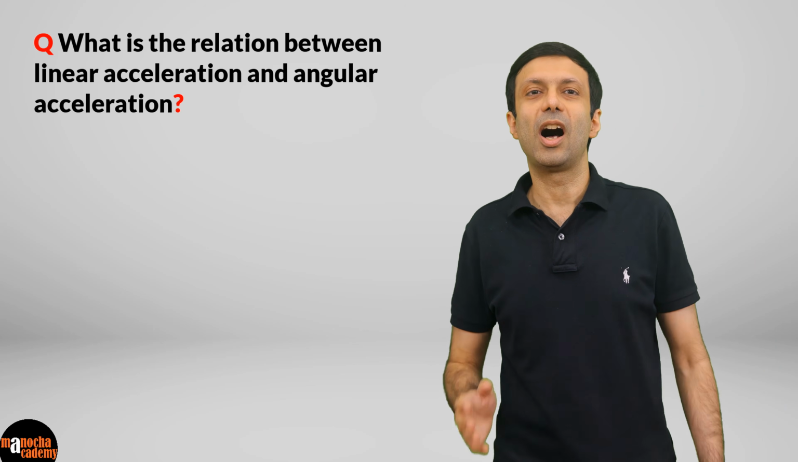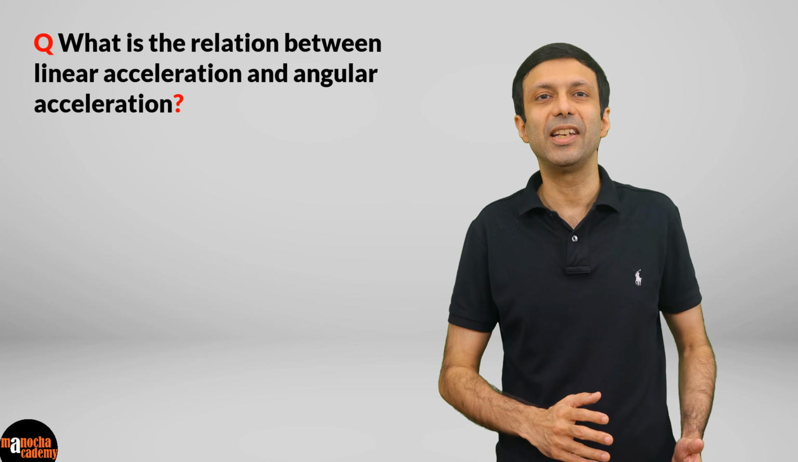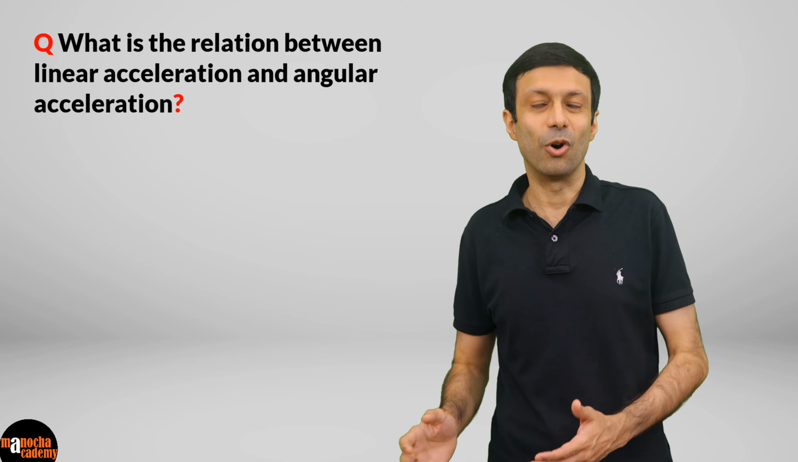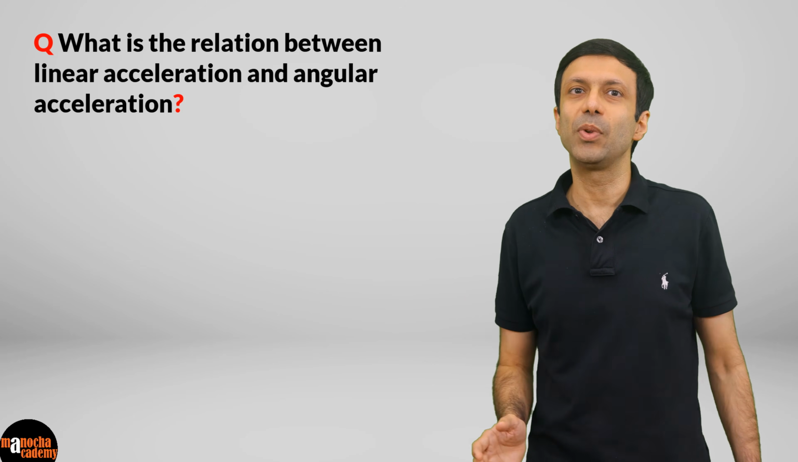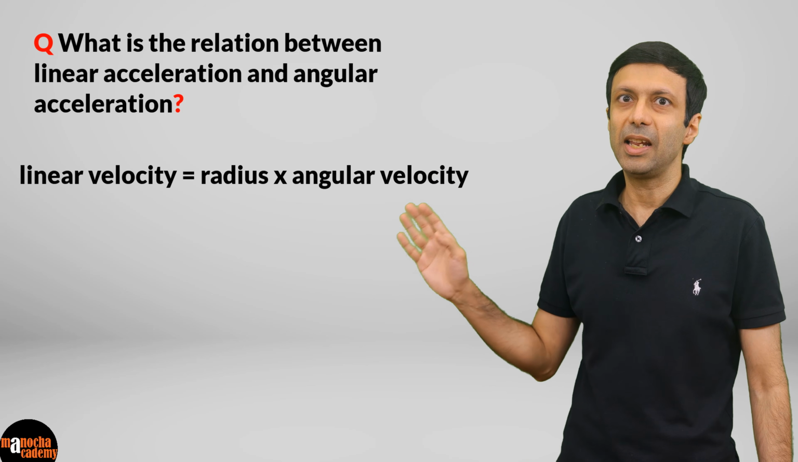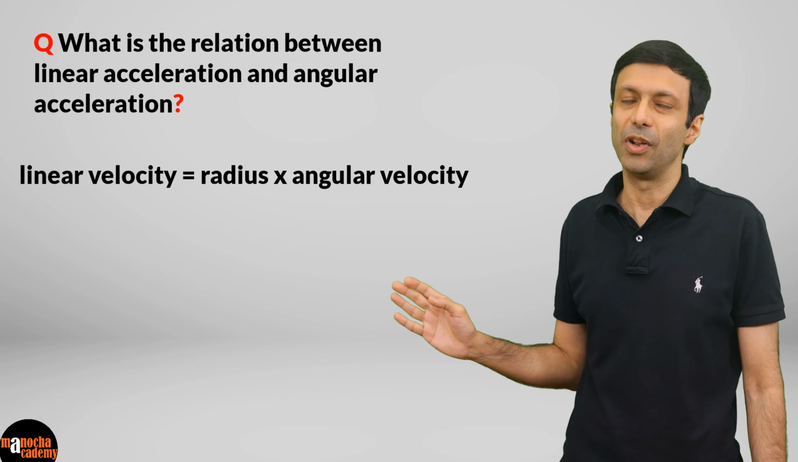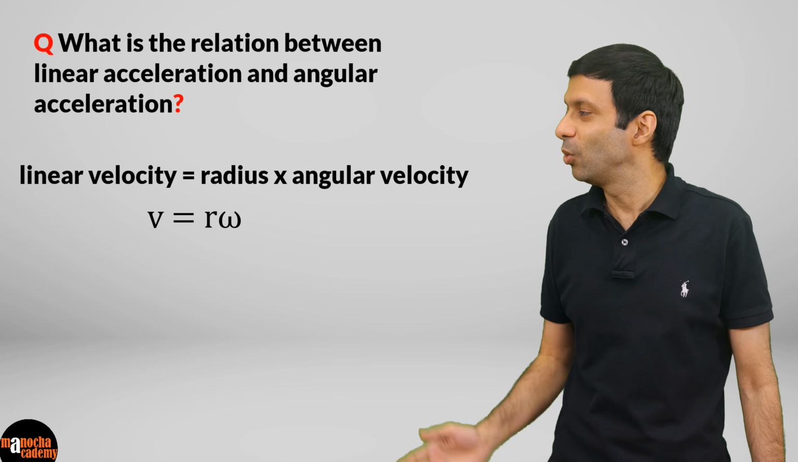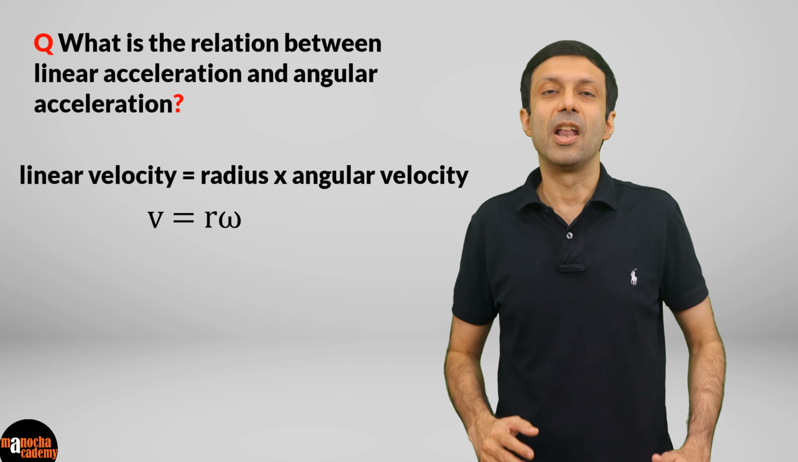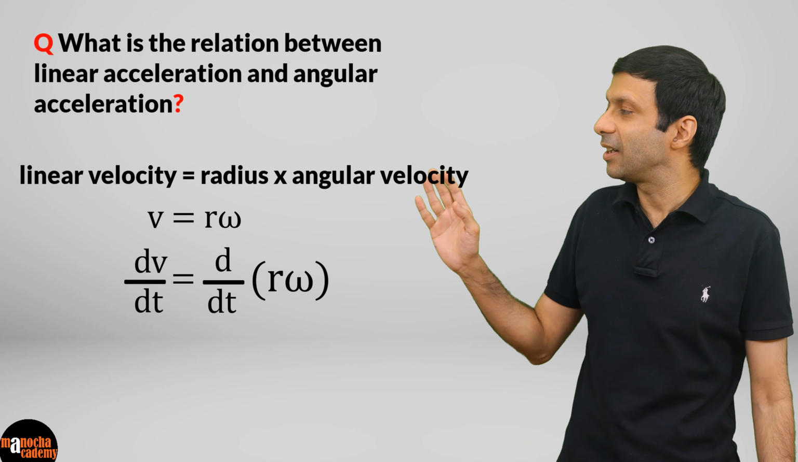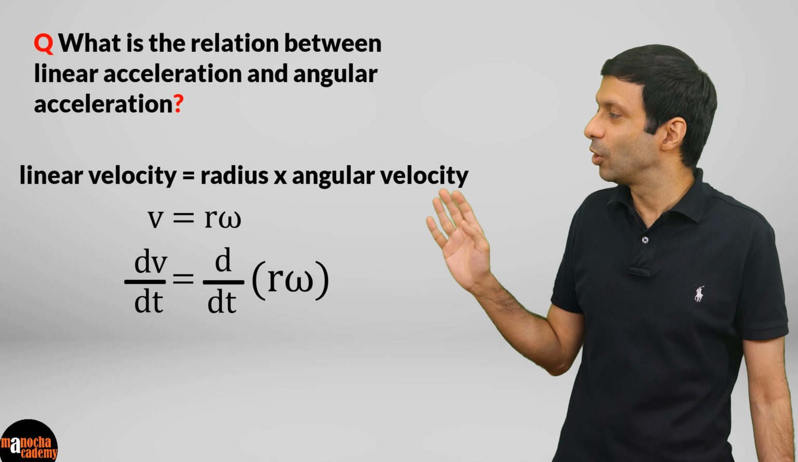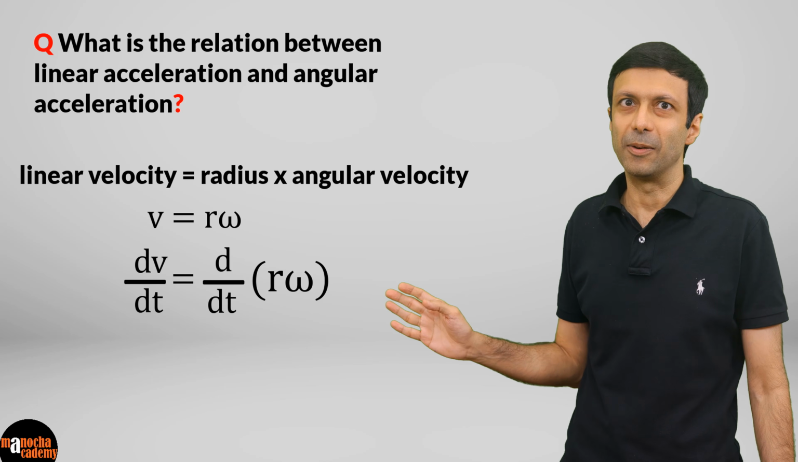Now let's take a look at how angular acceleration is related to the linear acceleration, or you can call it tangential acceleration. For that, we will start with the equation linear velocity equals radius times angular velocity, or v equal to r omega. Now differentiating both sides of the equation with respect to time, we get dv by dt equal to d by dt of r omega.